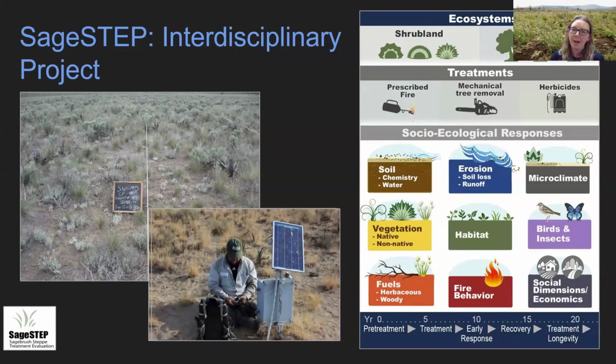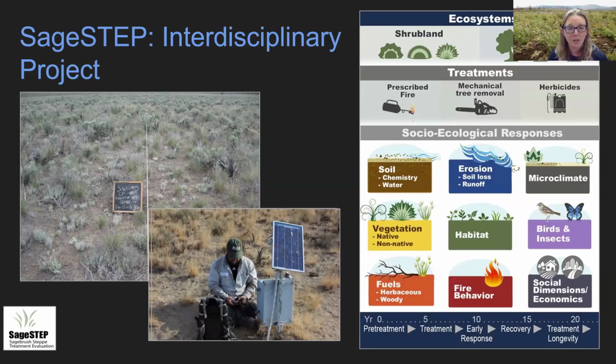And then we measured lots of different things following treatment and in untreated controls. We're at year 19 now. So we've looked at soil variables like soil temperature and soil water. We've looked at erosion, both wind erosion and water erosion. We've looked at runoff in the different treatments. We've got microclimate stations at every site where we get temperature, both minimum and maximum every day. We get precipitation, both rain and snow.